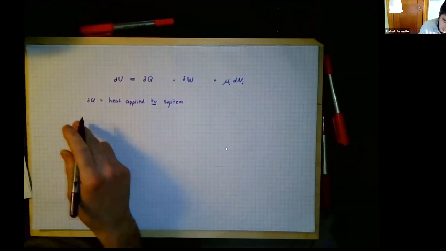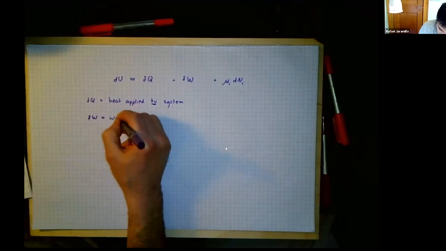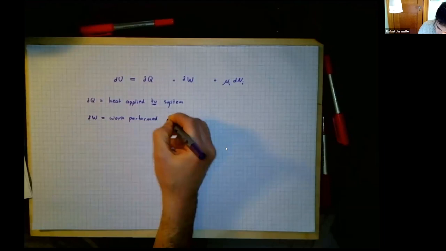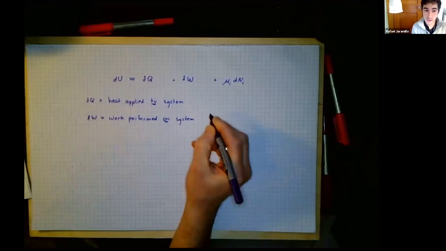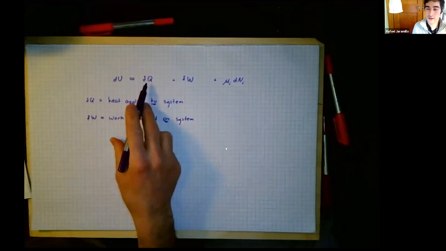dw is work performed on a system. So there's a consistent convention there. These have the same sign, right? Positive dq increases the energy of the system. Positive dw increases the energy of the system.